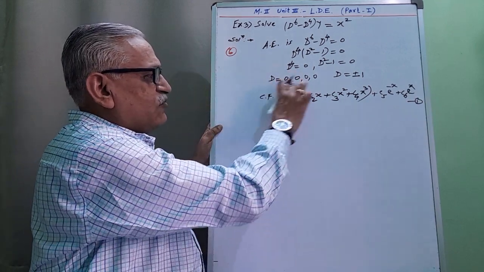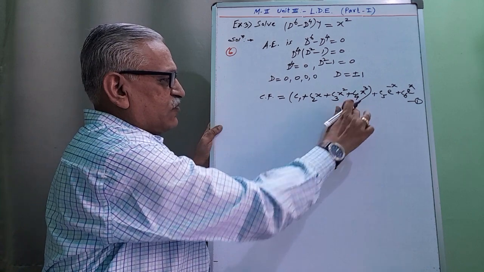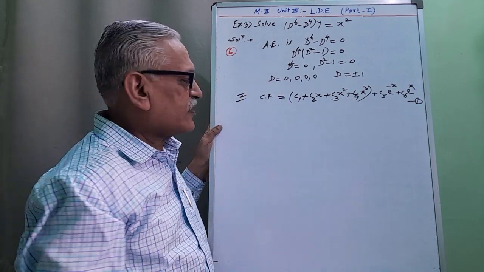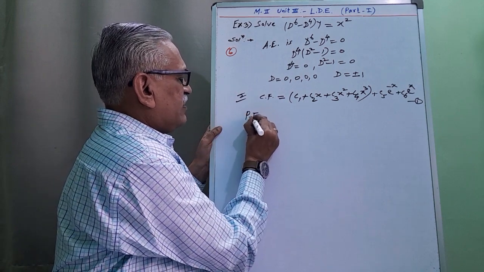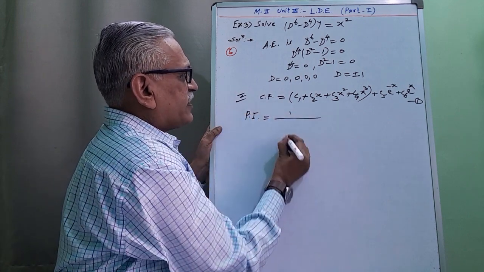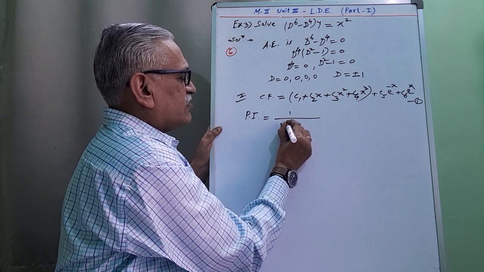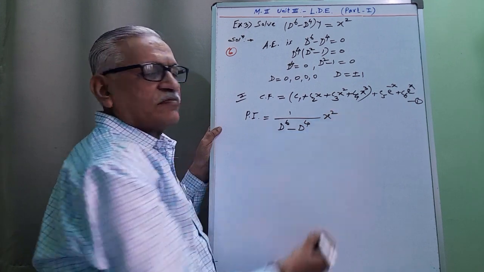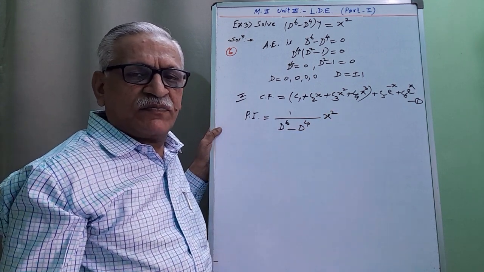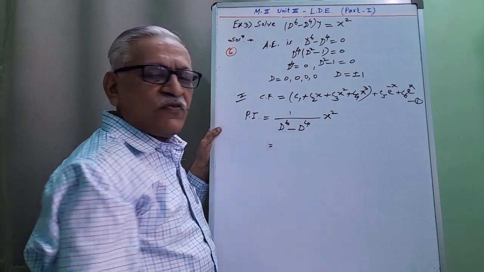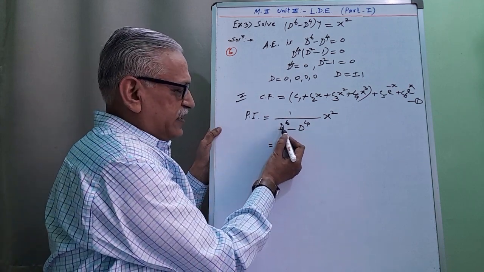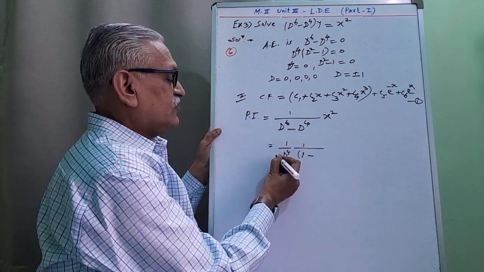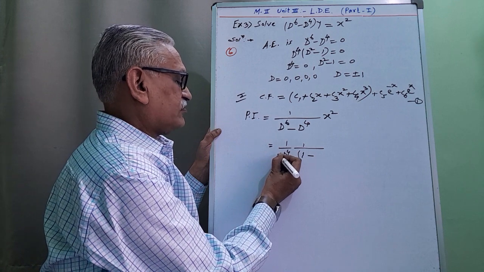Once again, 1 mark for obtaining the roots and 1 mark for this. Therefore, 2 marks for these first 2 steps. Then PI by the inverse operator technique, D raised to 6 minus D raised to 4 operated on x square. As it is of x raised to m type, we apply the technique where we have to take the lowest degree term as common. Degree of the first term is 6, degree of the second term is 4. Therefore, we take minus D raised to 4 common.